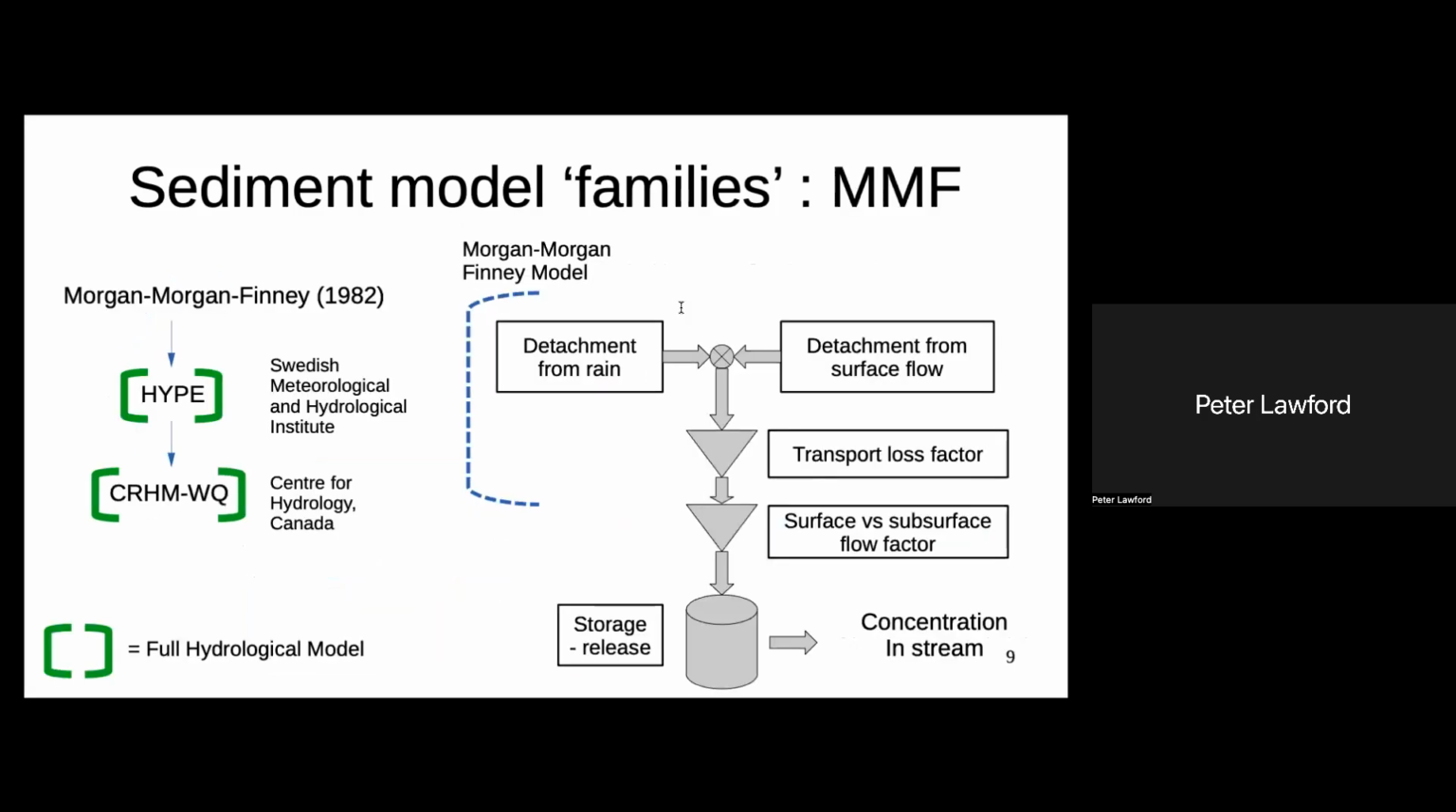An alternative model that I think is maybe more interesting is based on the Morgan-Finney model, and it comes up in HYPE and in a more recent model, CRIM-WQ, which is maybe the model that I'm most interested in. This model considers rainfall detachment and streamflow detachment separately, whereas the USLE model just had an empirical formulation. In particular, the HYPE model also has a storage release component to calculate concentration in the stream.